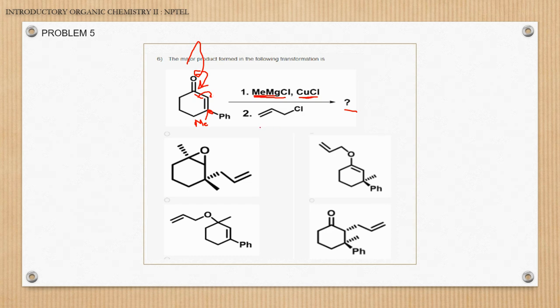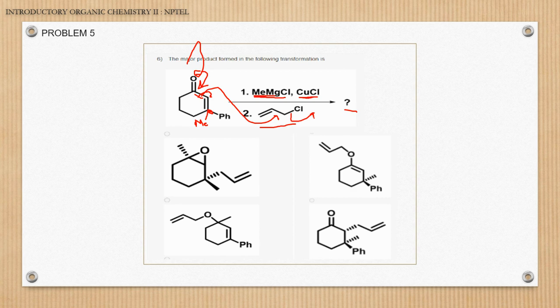So in the next step they have added allyl chloride. Now your negative charge after coming down will attack this carbon of allyl chloride and chlorine will leave. So this is how you will get two additions in a molecule.